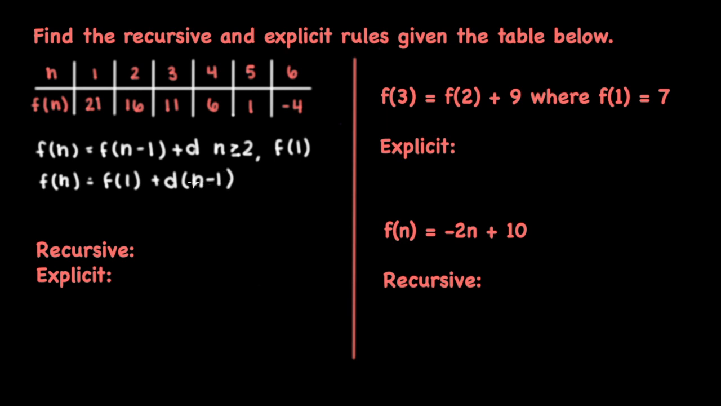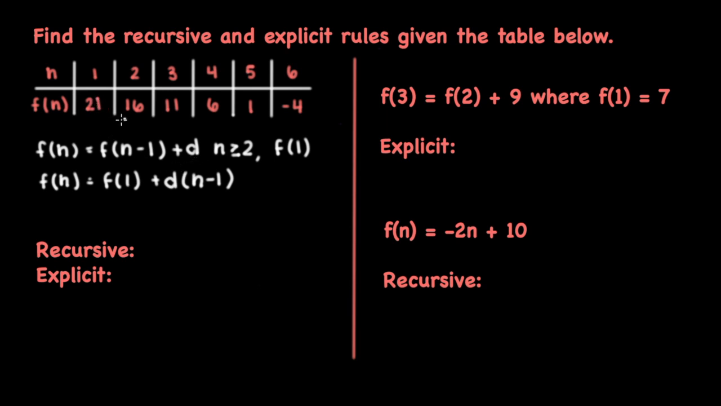Now, in this first problem, we are asked to find the recursive and explicit rules given the table below. So here we have a table with the position number and the terms of our sequence from the first to our sixth terms. And for a recursive rule, we need to give the value of f of 1, or the value of the first term, and we need to know our common difference.